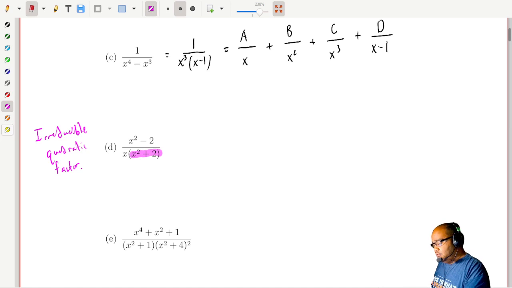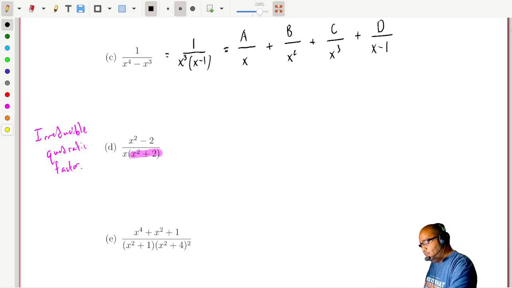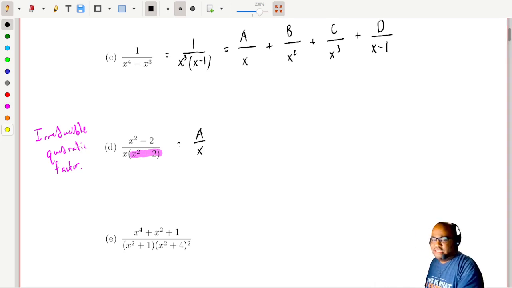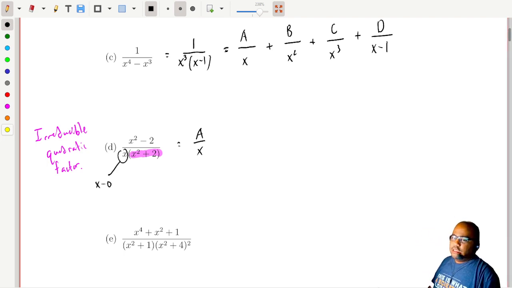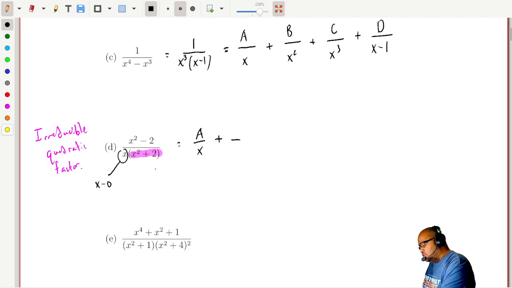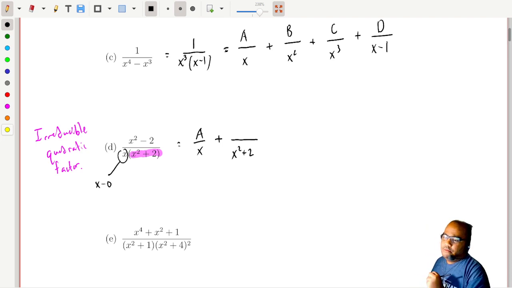So how do we handle the irreducible quadratic? Well, first, I know that I already have a linear factor here, just x, because I have x minus 0 there. That guy there is just x minus 0. And now I'm going to handle the x squared plus 2.